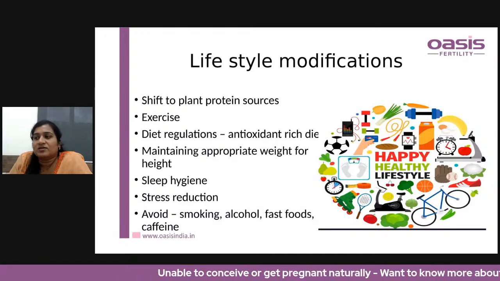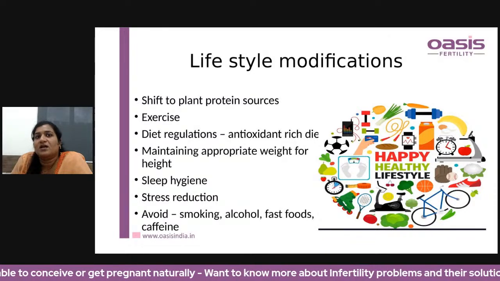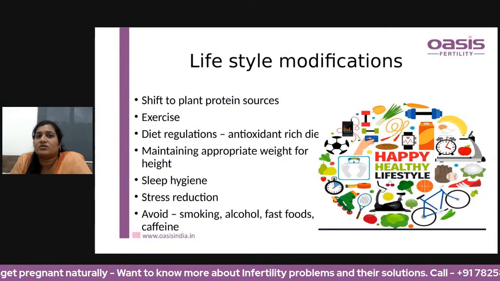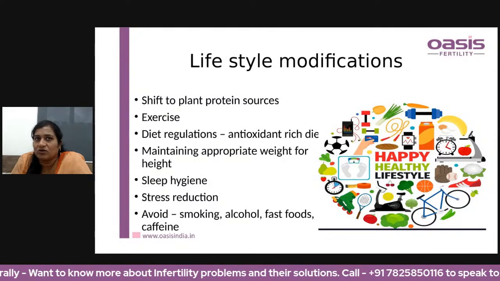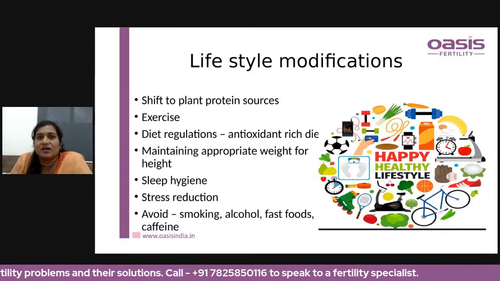Stress reduction. Stress reduction techniques like yoga and meditation can be practiced, and generally, working on your job and career is going to cause a lot of stress. And there are ways in which we can reduce the stress, so that can be tried.